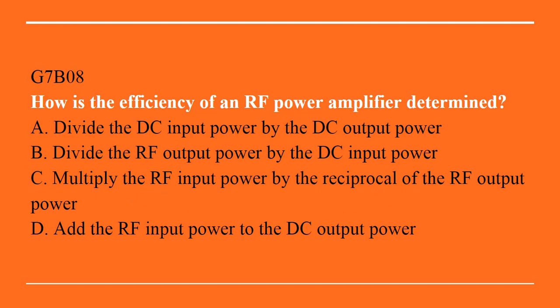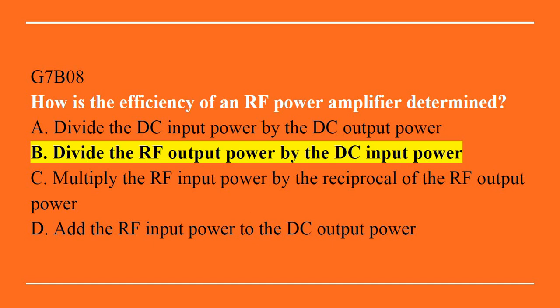G7B08, how is the efficiency of an RF amplifier determined? A, divide the DC input power by the DC output power. B, divide the RF output power by the DC input power. C, multiply the RF input power by the reciprocal of the RF output power. Or D, add the RF input power to the DC output power. Answer is B, divide the RF output power by the DC input power.